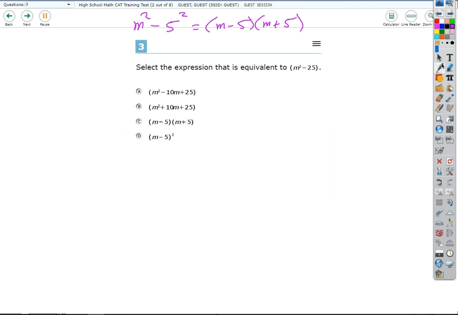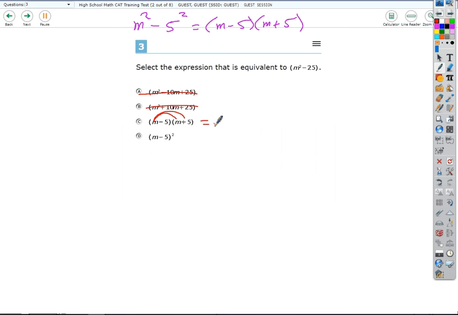There's some other strategies here, right? One thing you could do is you could take each one of these things, and those two clearly are not the same thing, are they? Right? I mean, they're not. M squared minus 10m plus 25 is just not m squared minus 25. They're different. I could just cross those out, but which one of these might work? Multiply them out and see. Like if I were going to distribute the m and the negative 5, what would I get?